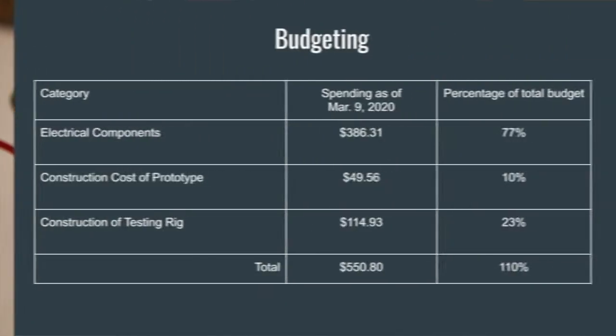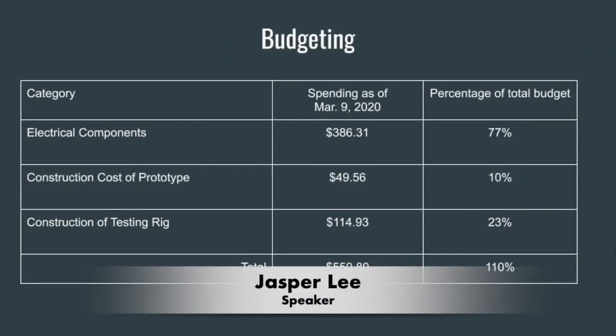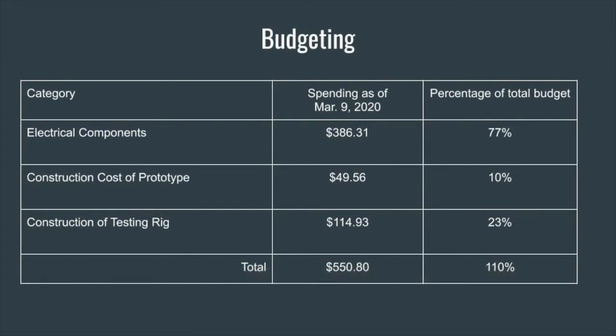The team has been given a budget of $500 over the duration of the projects. The table below shows the budget breakdown of the project as well as the expenditure as of March 9th, 2020. The team has exceeded project budget by $50 due to the high cost and import tax of the solar panel.